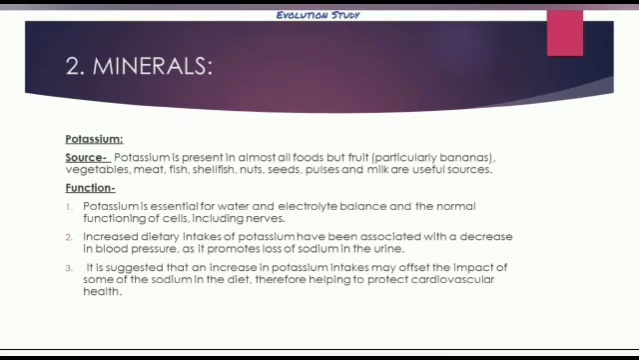Potassium. Source. Potassium is present in almost all foods, but fruit, particularly bananas, vegetables, meat, fish, shellfish, nuts, seeds, pulses, and milk are the useful sources. Function. Potassium is essential for water and electrolyte balance and the normal functioning of the cells, including nerves.